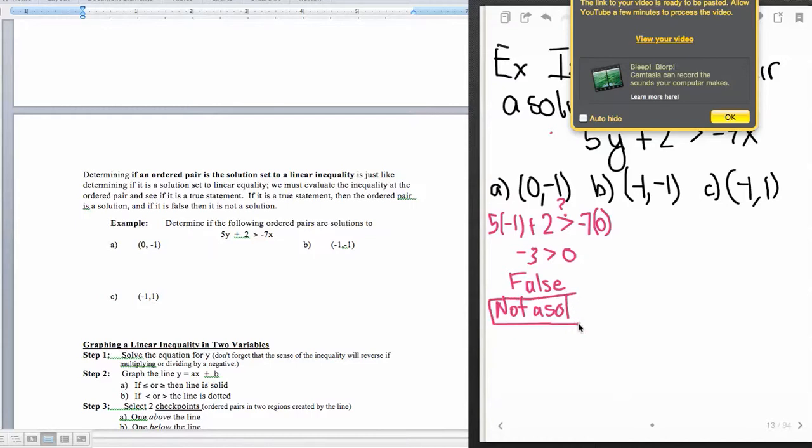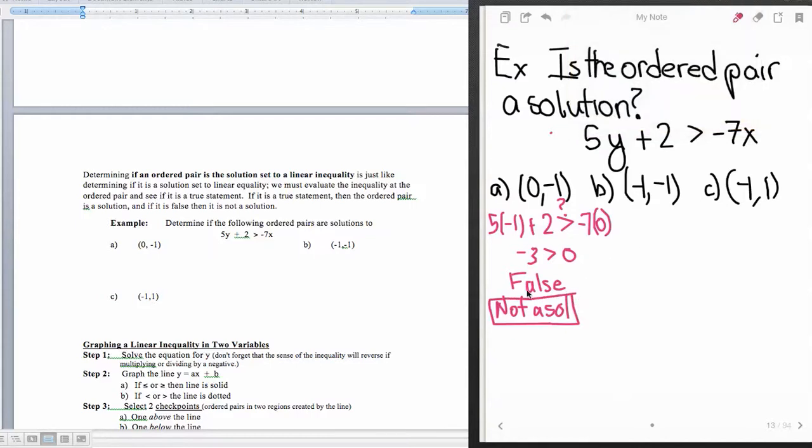Now, when we had linear equations in two variables and we found whether it was a solution or not, what we were looking at was just being on a line. Well, these are no longer just lines. What we're going to be using this for is to tell us where that great big region of solutions is. So let's do it again.